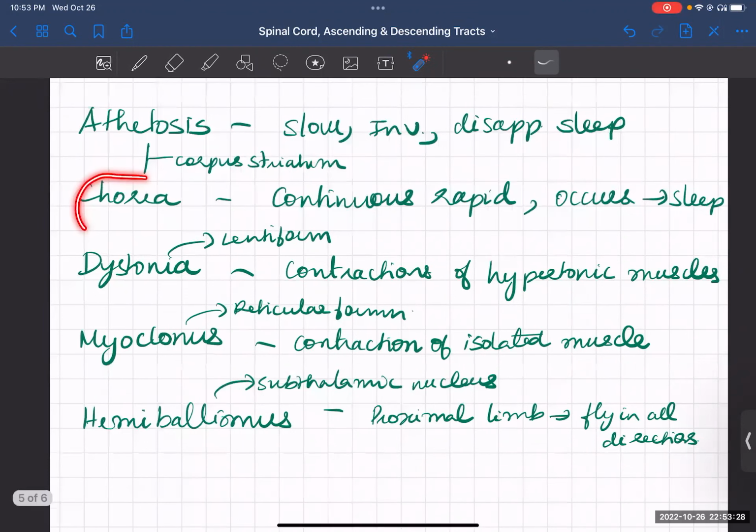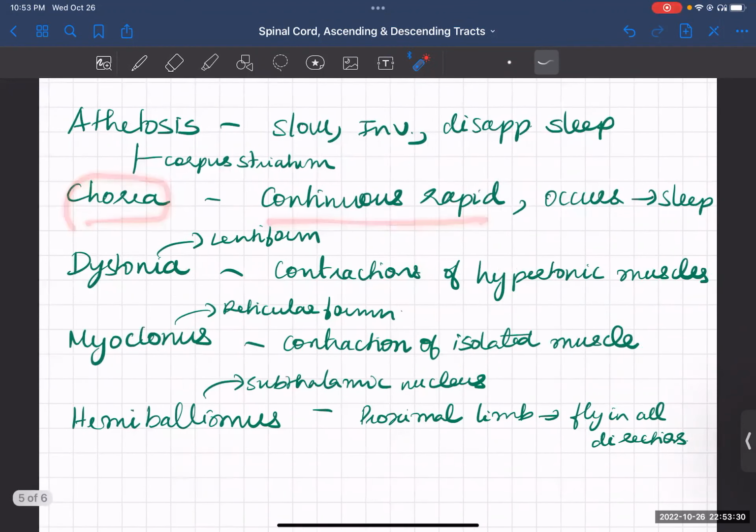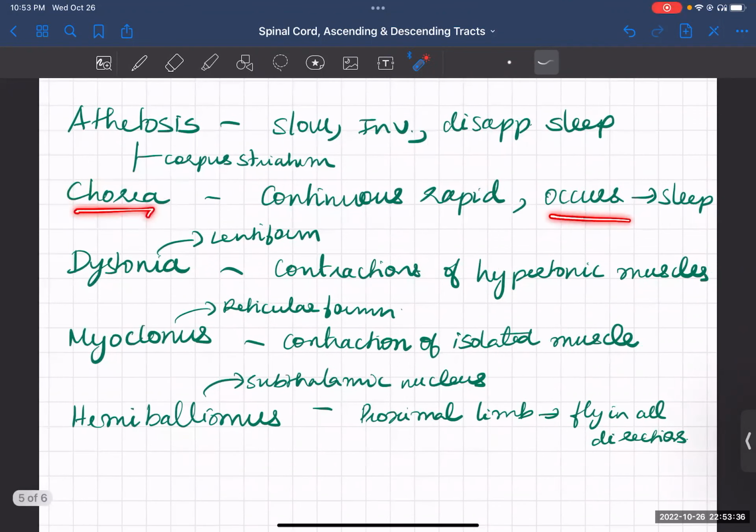Whereas chorea is continuous, rapid, jerky movements. But this does not disappear in your sleep. So athetosis disappears in your sleep, chorea does not disappear in your sleep. And athetosis is slow, chorea is fast, jerky movements. Both of these are caused due to your lesion in corpus striatum.